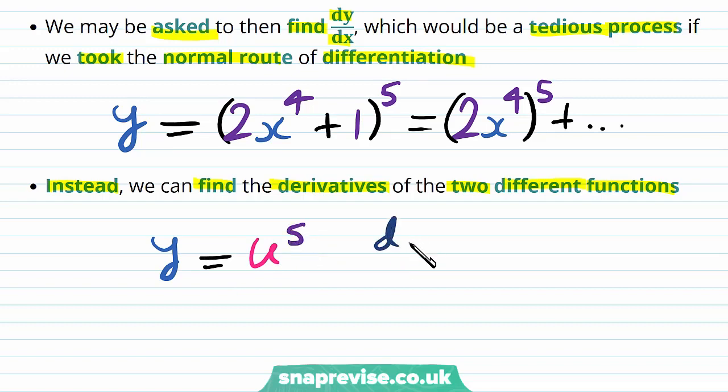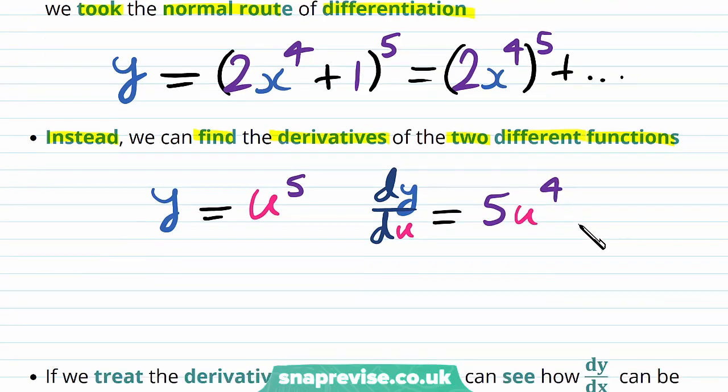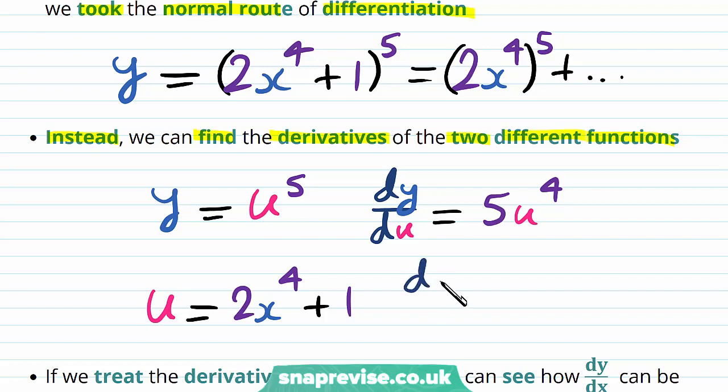If we find dy by du, which we do by differentiating this function with respect to u, we get 5 multiplied by u to the power of 4, then we can differentiate our overall function quite quickly. We also take our u, which by definition is 2x to the power of 4 plus 1, and we differentiate that with respect to x. And so we get du by dx is equal to, by differentiating, simply 8x to the power of 3, because the plus 1 differentiates to 0.